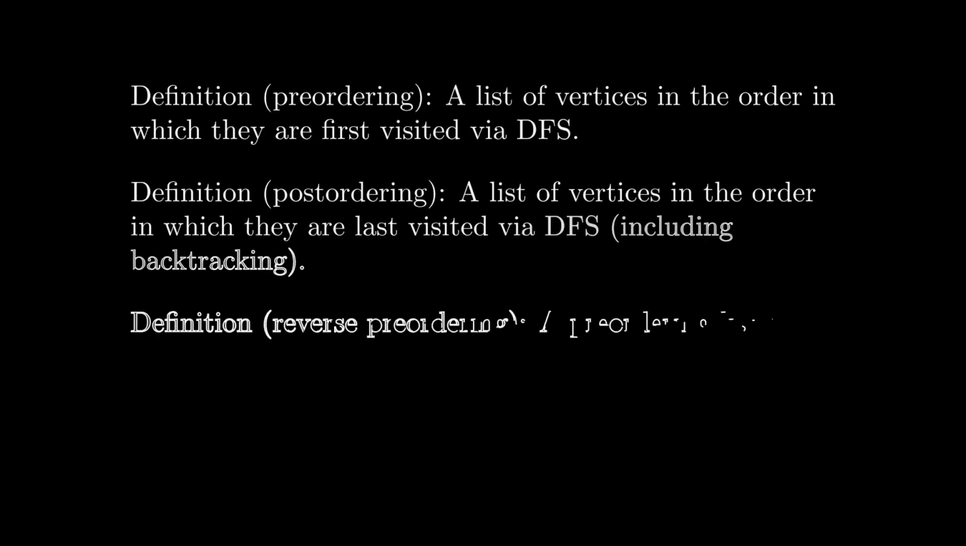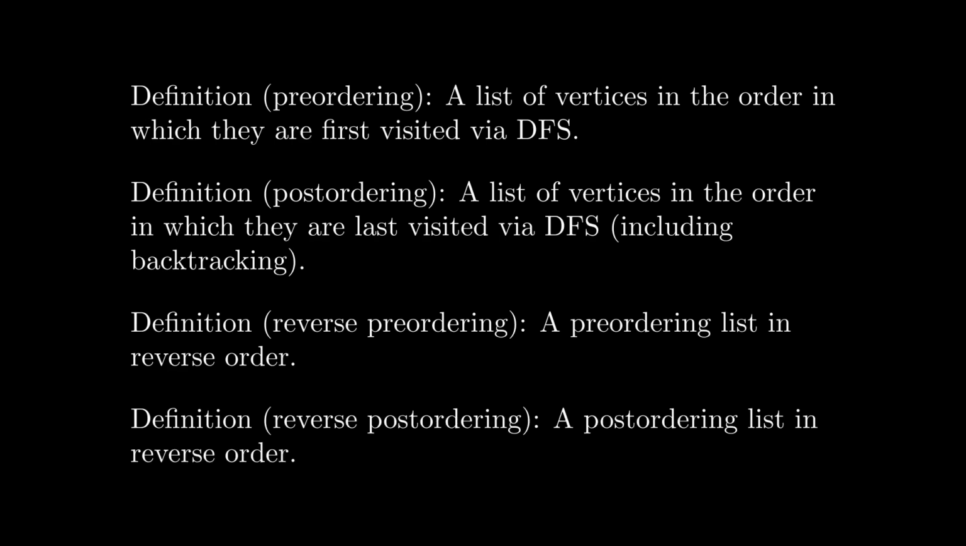A pre-ordering refers to an ordering of vertices based on the order in which each vertex is first reached via DFS. A post-ordering refers to an ordering based on the order in which each vertex is last visited via DFS, which includes backtracking. And we can also define reverse pre-orderings and reverse post-orderings, which are simply the pre-ordering and post-ordering in reverse, respectively.